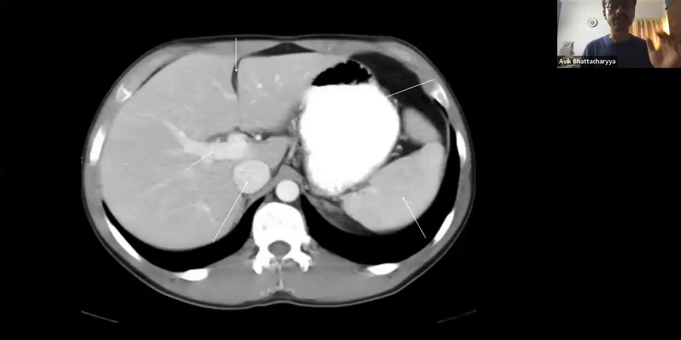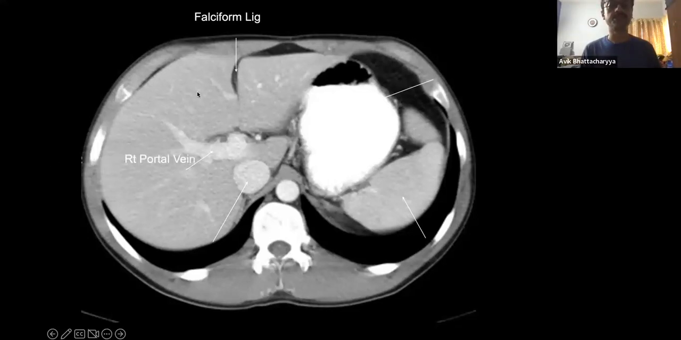Now, this is one section down, the same area where we can see the falciform ligament dividing segment 3 and segment 4B. This is the right portal vein, joining with the left portal vein. Here it is joining with the right portal vein to form the main portal vein. Again, this is inferior vena cava. This is spleen, and this is stomach.